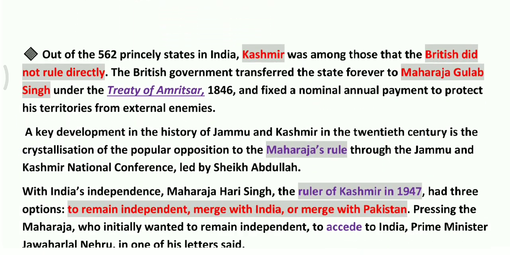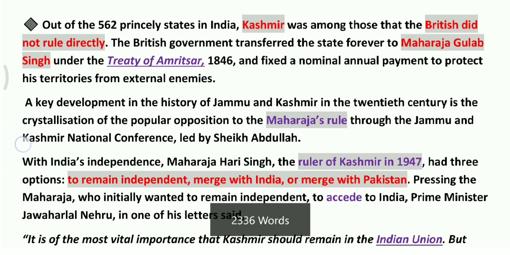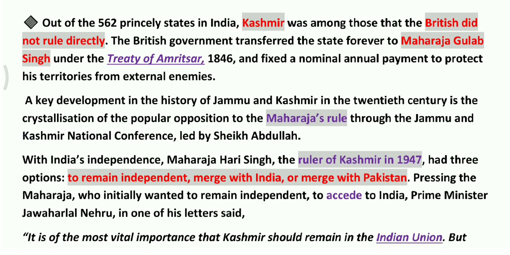Out of the 562 princely states in India, Kashmir was among those that the British did not rule directly. The British government transferred the state forever to Maharaja Gulab Singh under the Treaty of Amritsar 1846 and fixed a nominal annual payment to protect his territories from external enemies. A key development in the history of Jammu and Kashmir in the 20th century is the crystallization of the popular opposition to the Maharaja's rule through the Jammu and Kashmir National Conference led by Sheikh Abdullah.